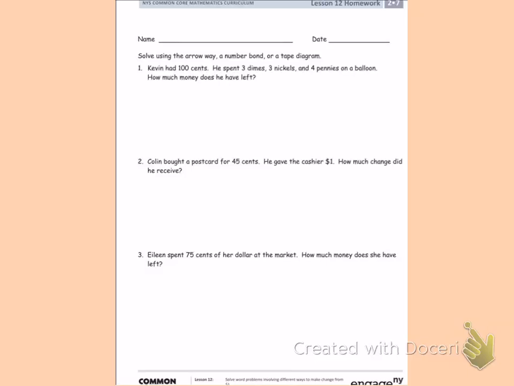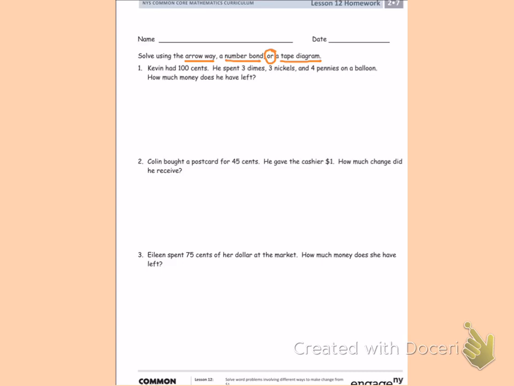Module 7, Lesson 12's objective is to solve word problems involving different ways to make change from $1. The directions say, solve using the arrow way, a number bond, or a tape diagram. I'm going to underline that. Arrow way, number bond, or tape diagram. When it says or, that means I get to choose.